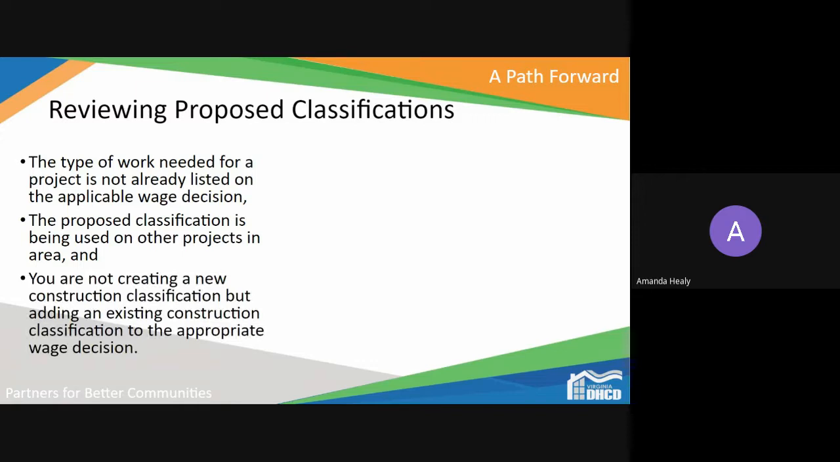You have to make sure you're not creating a new construction classification, but that you're adding an existing construction classification. So that means what they're trying to do is to have you avoid creating a new job type of work that is really specific only to this construction project. The only thing I can really think about that this would apply to is if you were doing something that involved new technology or something, and no one else is doing it yet. Next, please.